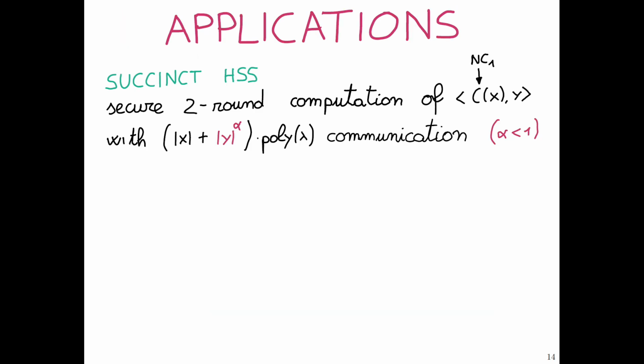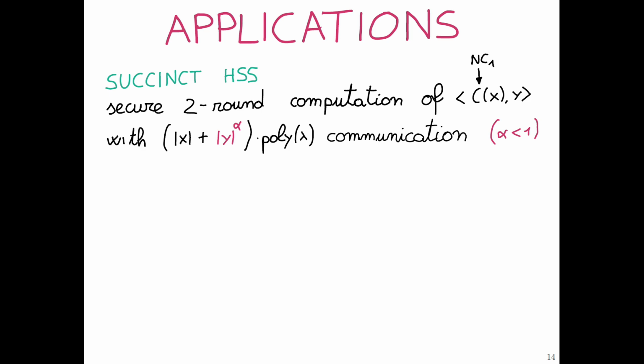So we have several applications for half-chosen vector OLE. First, by combining it with existing constructions of homomorphic secret sharing for RMS programs, we get a primitive that we call succinct HSS. In homomorphic secret sharing, the parties start out with ciphertext encrypting some input X and secret shares of a secret key, and they can non-interactively compute secret shares of some function of the input C of X.